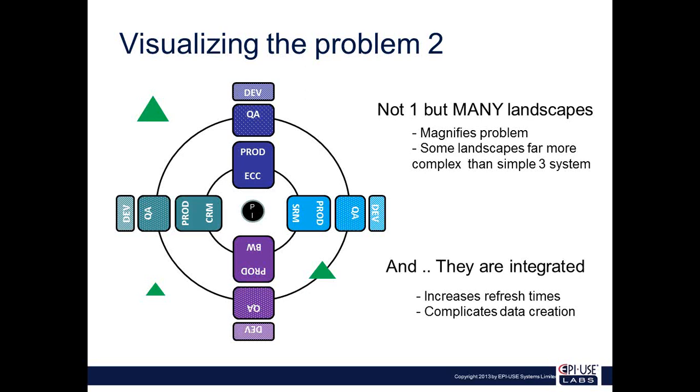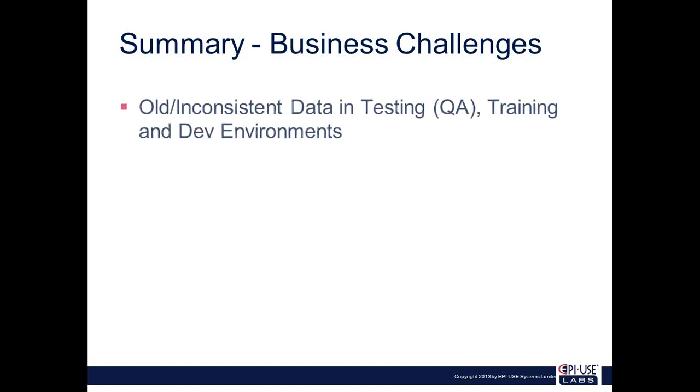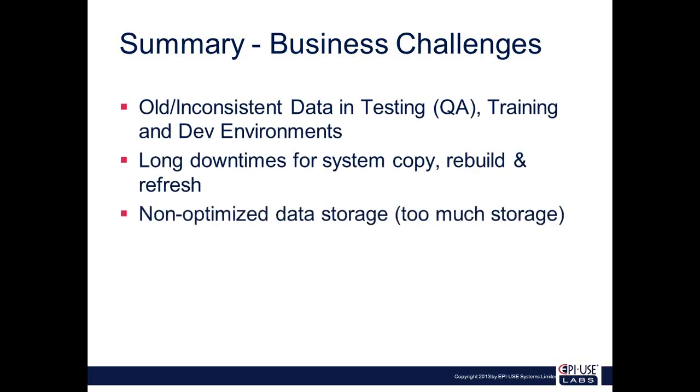Okay? So to restate, that's trying to visualize the problem. To restate it in terms of business challenges, you have old inconsistent data in testing, in your QA systems, in training and dev environments. Okay? You have long downtimes for system copy, rebuild, and refreshes. You also have non-optimized data storage. So you're using too much storage, basically. Right? And additionally, you might have data security and compliance risks.